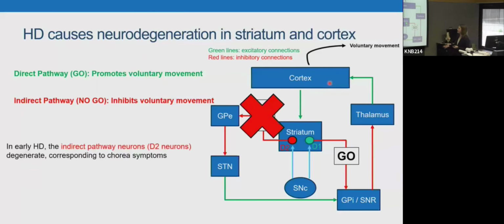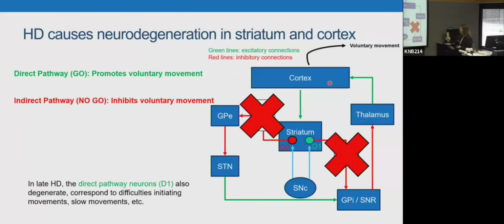So in early Huntington's disease, it is specifically these D2 neurons that degenerate. And when this happens, this corresponds to the chorea symptoms. So without this no-GO pathway inhibiting voluntary movement, we get the excessive voluntary movement seen with chorea. In late Huntington's disease, it's both of the pathways that are now affected, so the direct pathway neurons as well. And so without both of these pathways, Huntington's disease patients end up having difficulties with initiating movements, slow movements, and more of that Parkinson's phenotype.